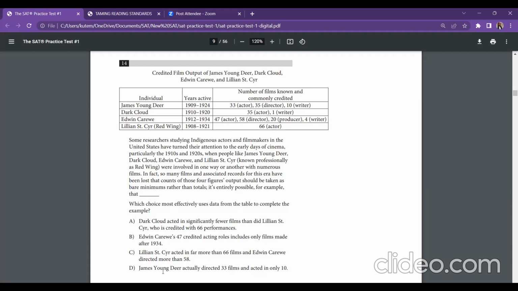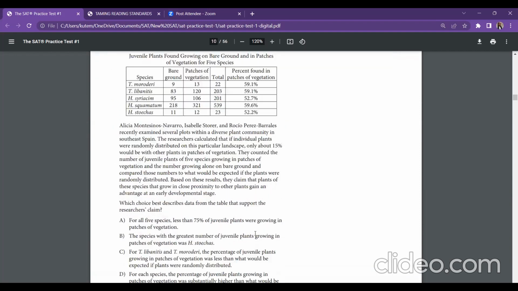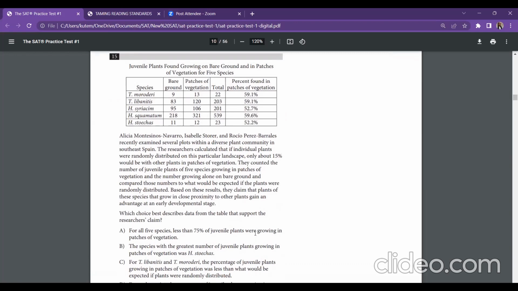For an example here, James Young Deer actually directed 33. So we have 33 over here. Oh, sorry. This number is very wrong based on the information given to us. I wanted to give an example of something that has accurate information but is wrong based on the claim. I think A would be a good example, right? Dark Cloud acted in significantly fewer films than did Lillian, who is credited with 66, which she is. So the information is correct, but it doesn't support the claim. So always be sure to not shun either the infographic or the passage, because the point of this is to draw that connection.